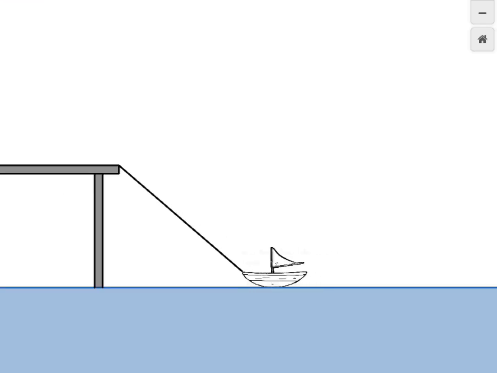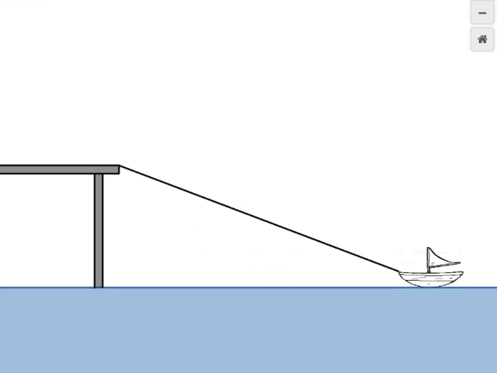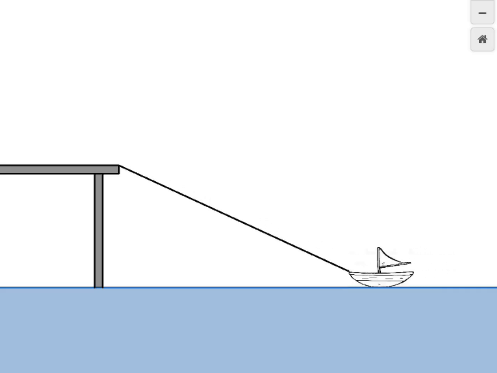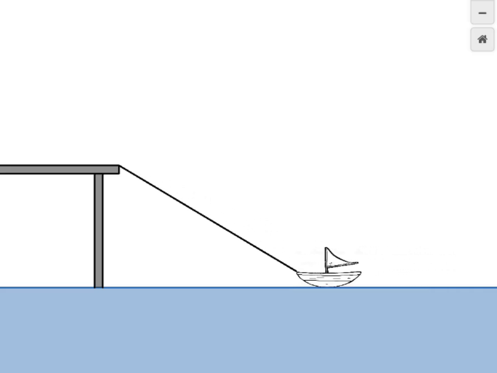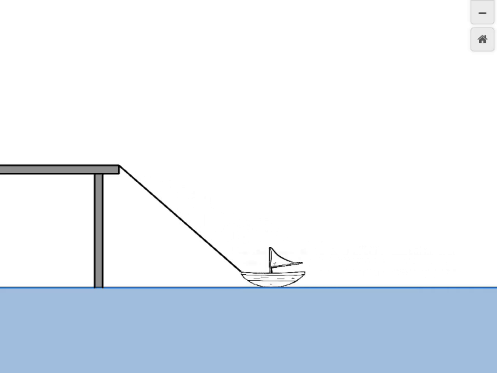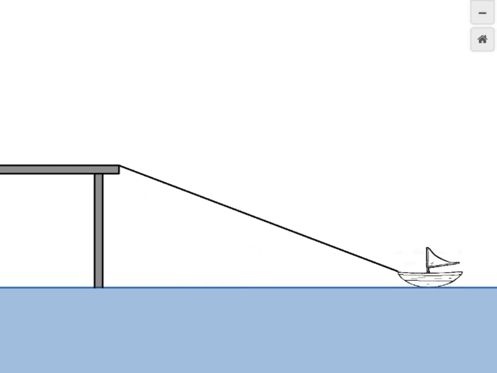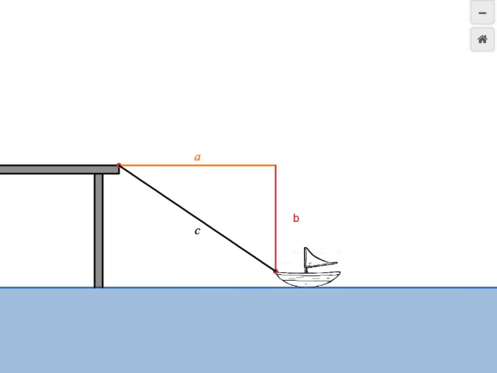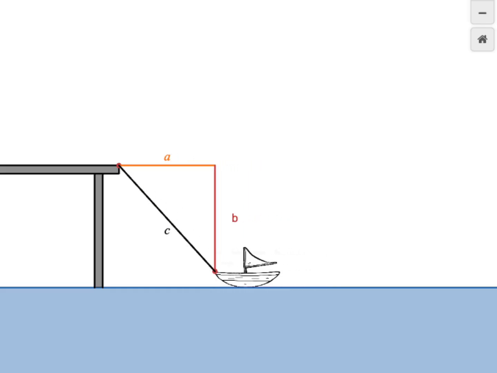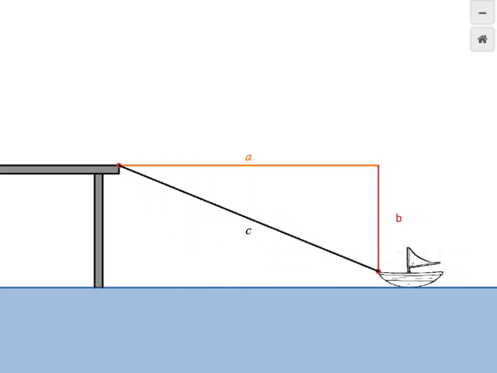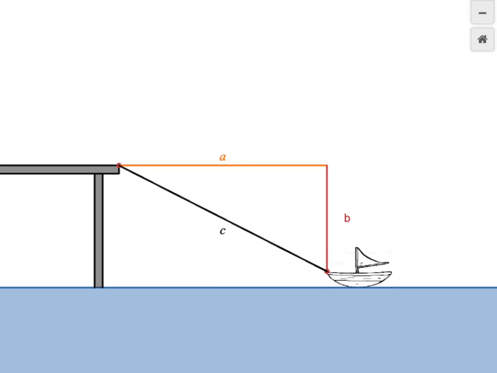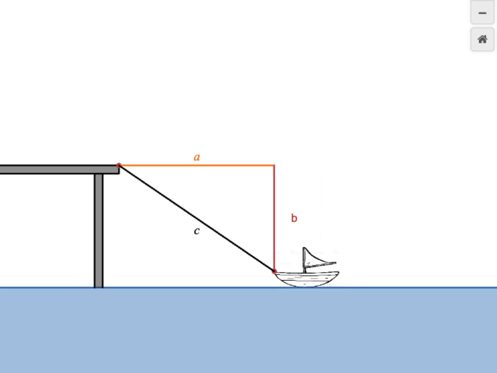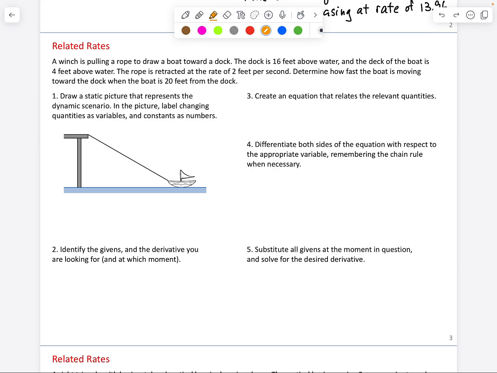All right, using technology to animate this process, notice that we have the boat being pulled in toward the dock by a rope. What you want to be able to do mentally is to overlay some sort of mathematical geometry on the scenario, such as a right triangle that's changing shape. The rope is the hypotenuse, and then we have a height b and a distance a that the boat is from the dock. On this slide, I'm going to illustrate a 5-step process for tackling problems of this sort.